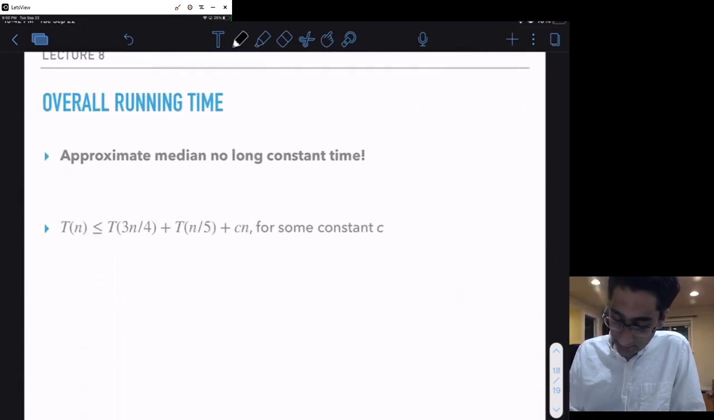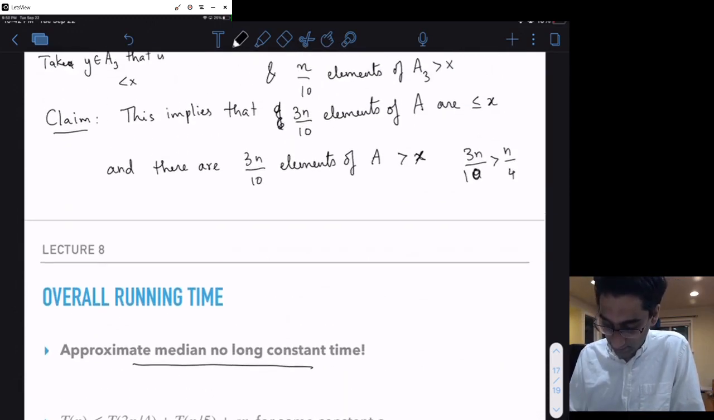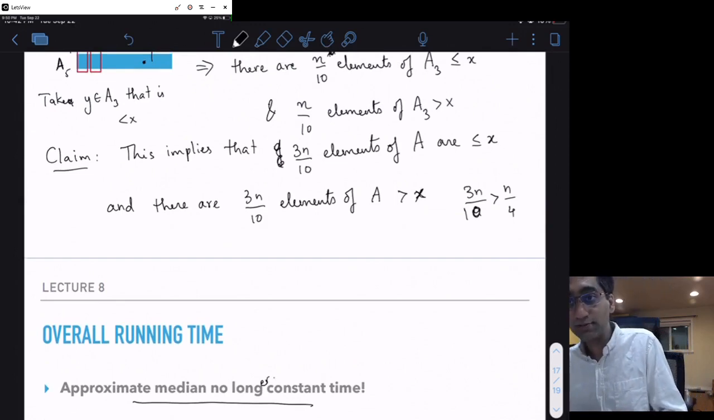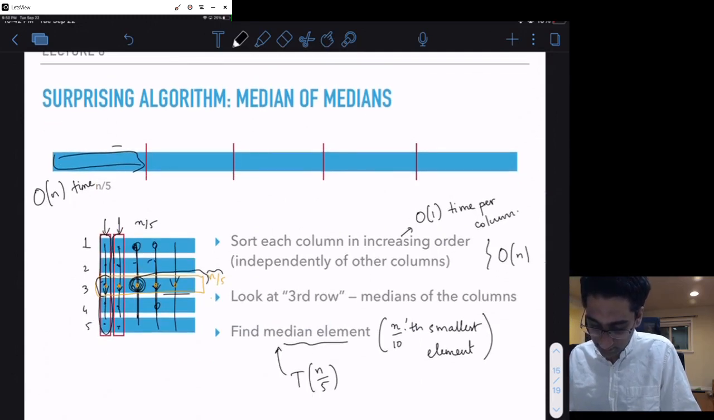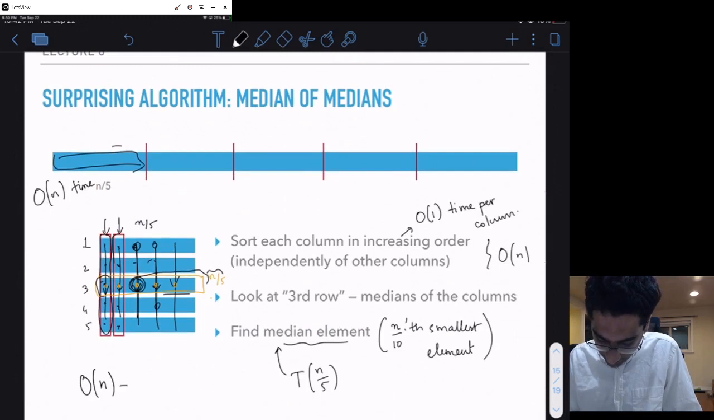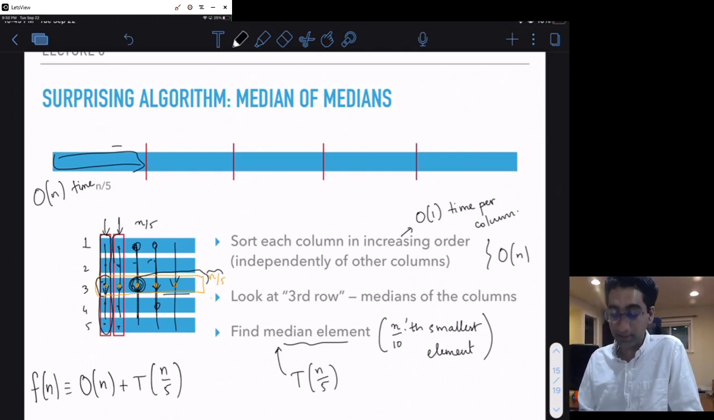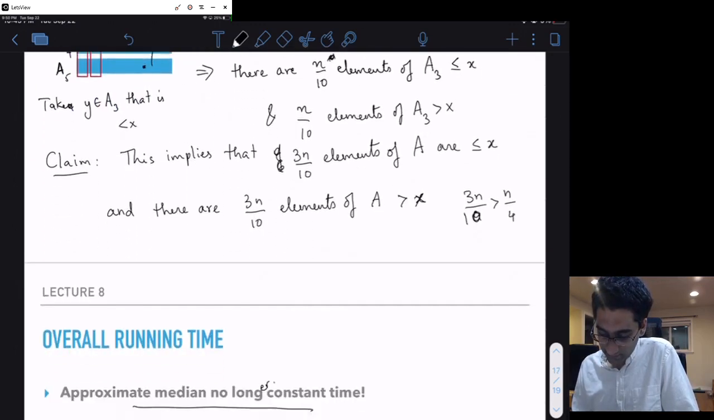Note that now the approximate running time is no longer... I mean, it also involved a recursive part. Right? So this is what we wrote over here. We carefully worked out the running time of this whole process was O of n plus T of n by 5. So f of n, which we denoted by the running time of the approximate median, was something of this kind. Okay, so let's plug that back in.